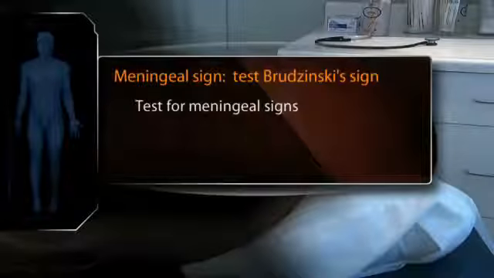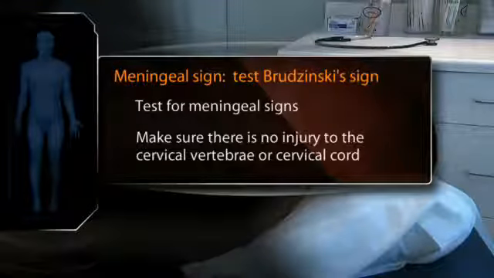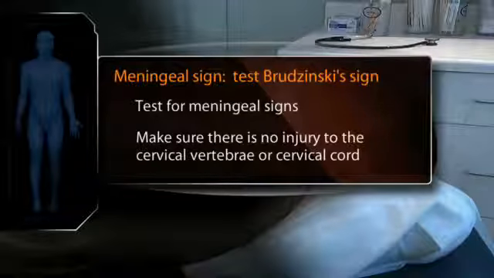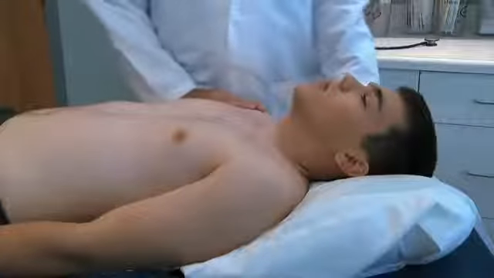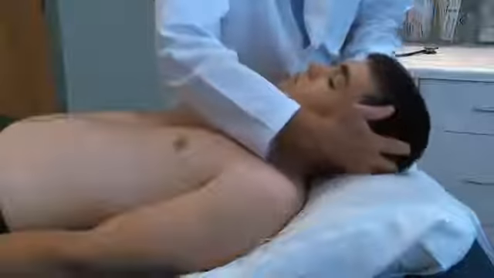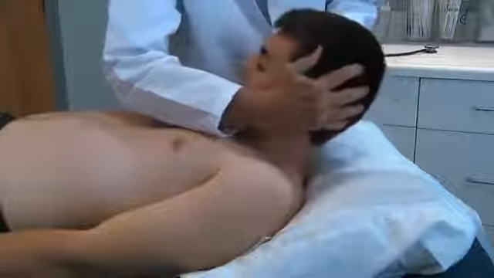If you suspect meningeal inflammation, test for meningeal signs. First, make sure there is no injury to the cervical vertebrae or cervical cord. With the patient lying down, place your hands behind the patient's head and flex the neck forward until the chin touches the chest if possible.